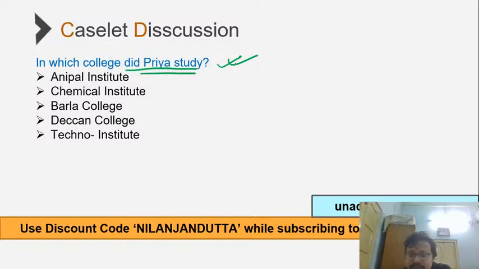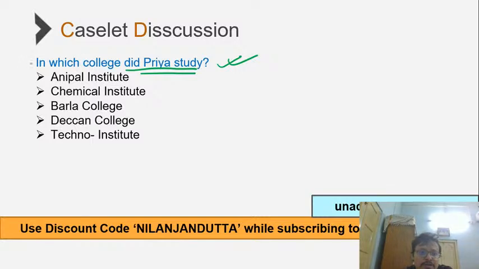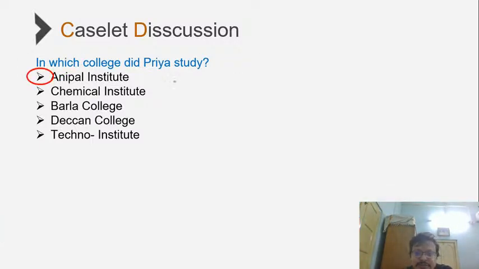Anybody, what will be the answer to this? Obviously, based on the options in the previous question, Priya has to belong to Anipal. It doesn't matter whether the option is A, B, D or E. The answer is Priya has to belong to Anipal. Hence, for this question, in which college did Priya study? The answer is option A, Anipal.